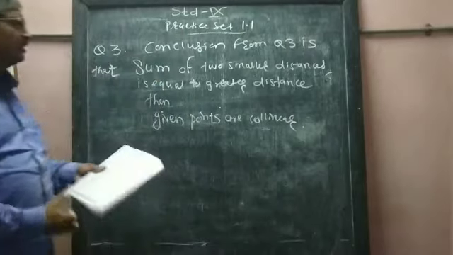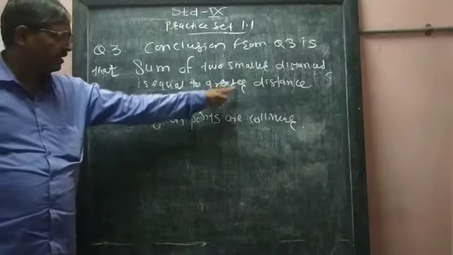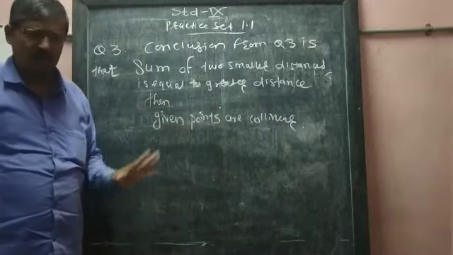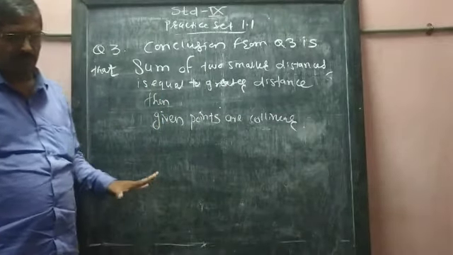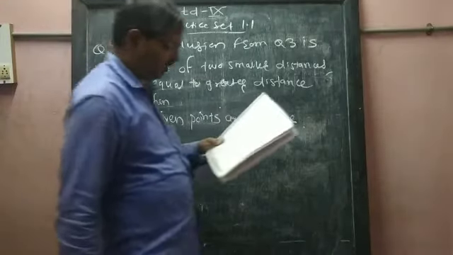Understand? What is the conclusion? The sum of two smaller distances is equal to the greater distance, then the given points are collinear. That is the conclusion about betweenness. Now we will go to question number 4.